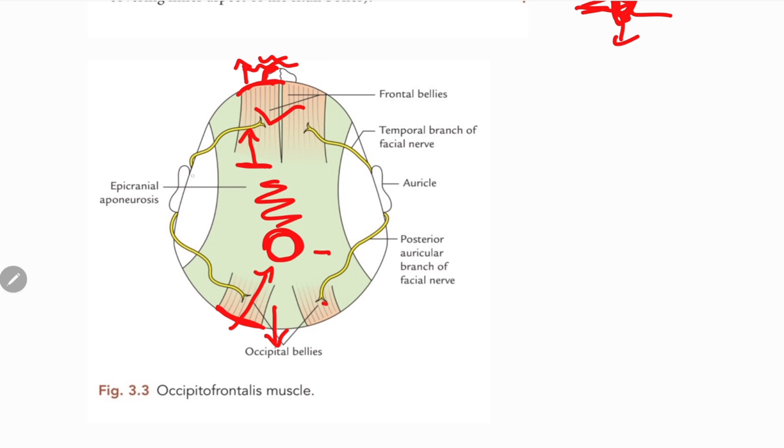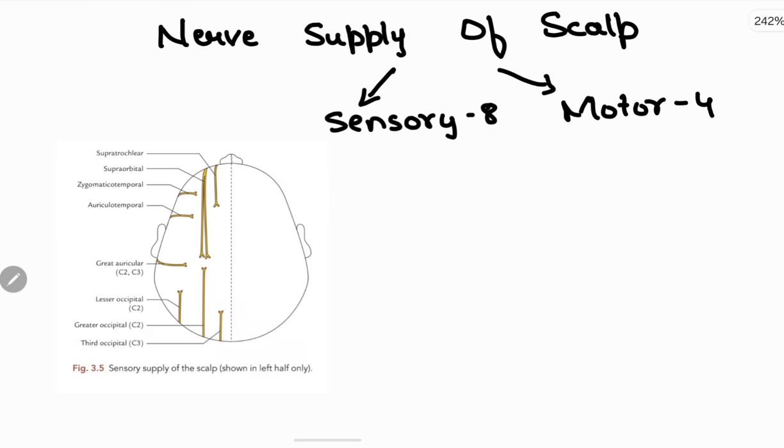Nerve supply, as we can see: frontal bellies, temporal branch of facial nerve; and occipital bellies, posterior auricular branch of facial nerve. Behind the auricle, so posterior auricular branch, and it is in the temporal region, so temporal branch of facial nerve.